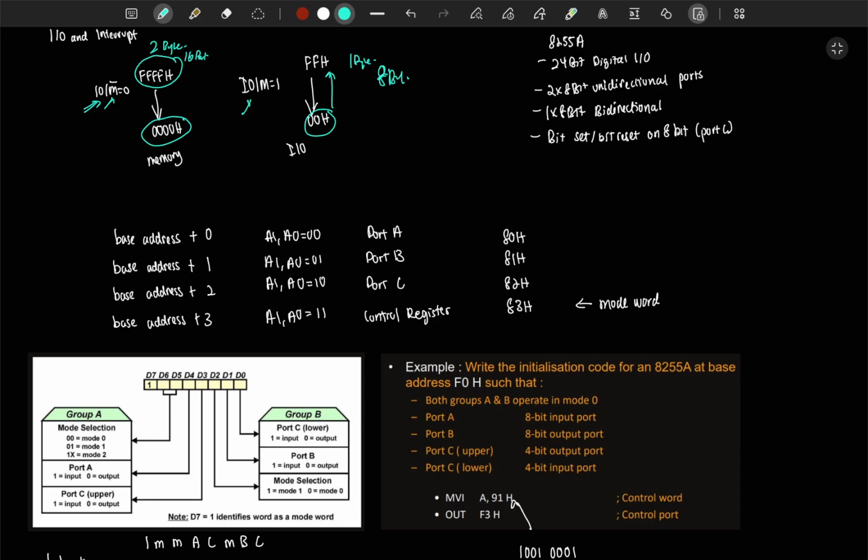Now, for the 8255A, or we call it the 8255A peripheral interface, we have 24-bit digital IO, 2 times 8-bit unidirectional port. Unidirectional means it can only travel in a single direction, whereas bidirectional means it can send and receive. And bit set, bit reset on 8-bit. So we have port A, port B, port C, and also control register.